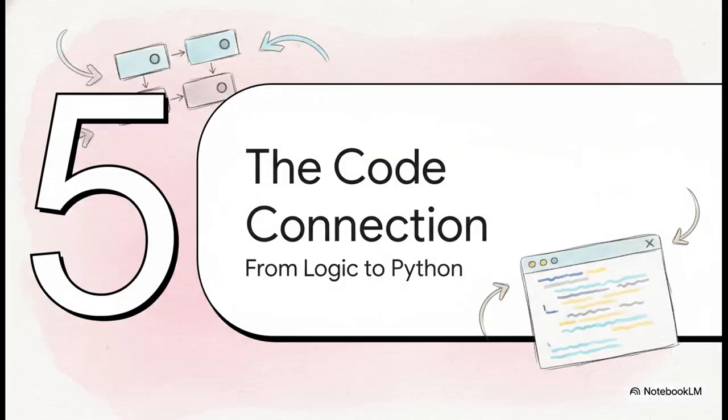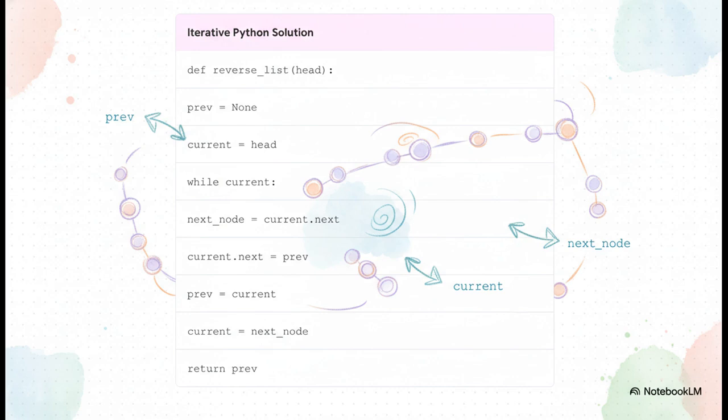Perfect. Okay, so seeing it happen visually is one thing, and honestly, it's the best way to get it to click. But now, let's connect that visual to the actual code you'd write in an interview. And here it is. This piece of Python code does exactly what we just watched in that animation. You can see our 3 pointers right there, prev, current, and next node. And it's all wrapped in a simple while loop that just keeps running as long as our current pointer hasn't fallen off the end of the list.